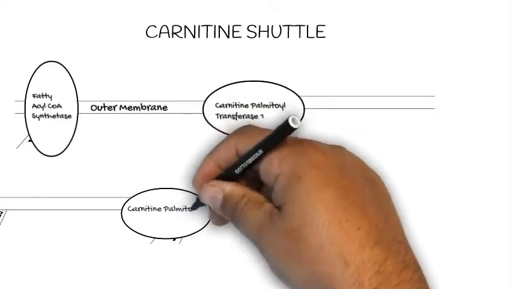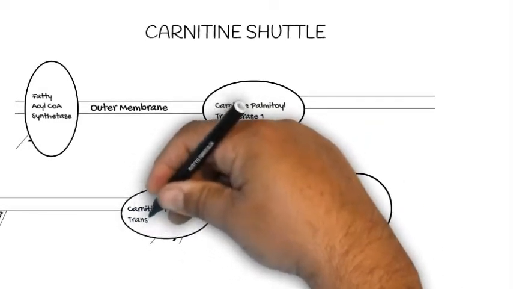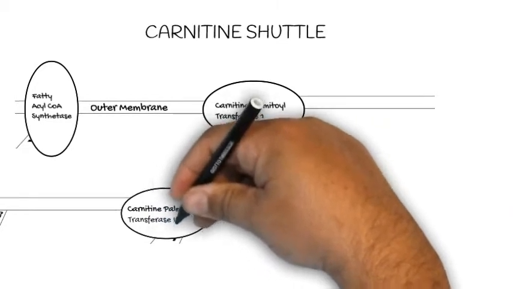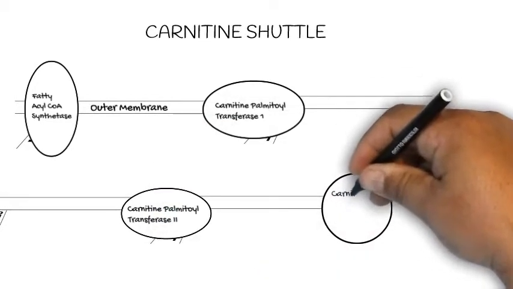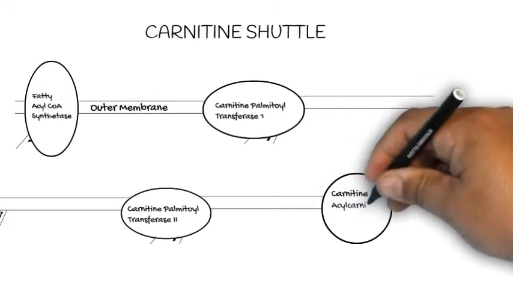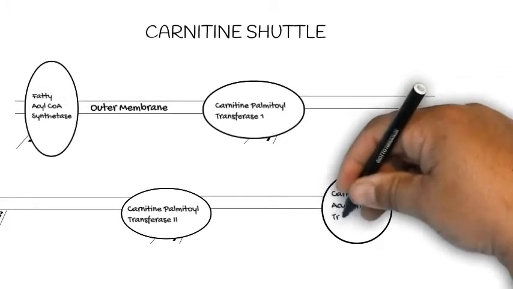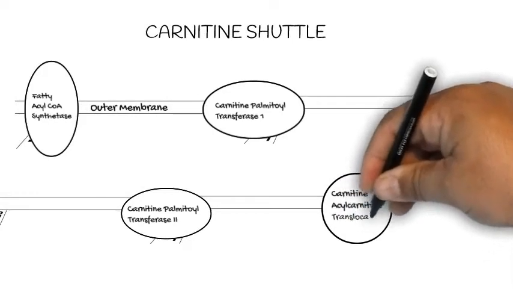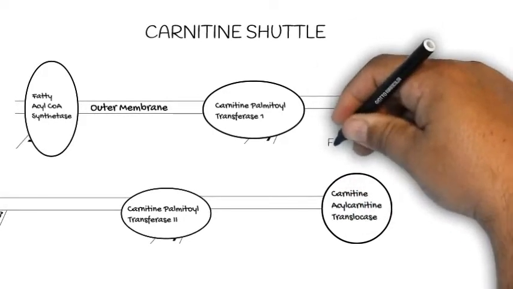And note that there's also a carnitine palmitoyl transferase 2 in the inner mitochondrial membrane. And then we have another enzyme called carnitine acylcarnitine translocase on the inner mitochondrial membrane.